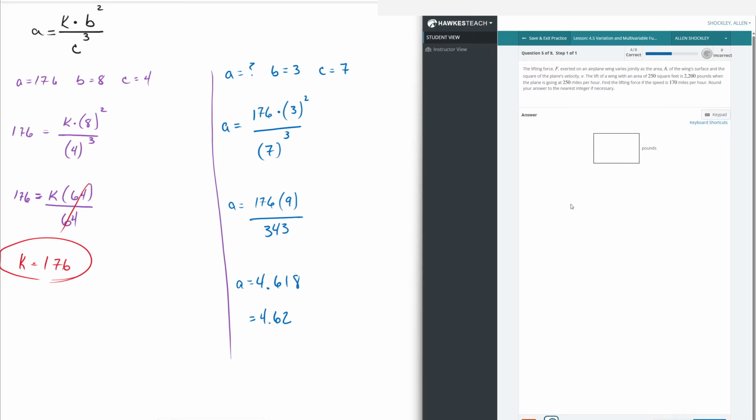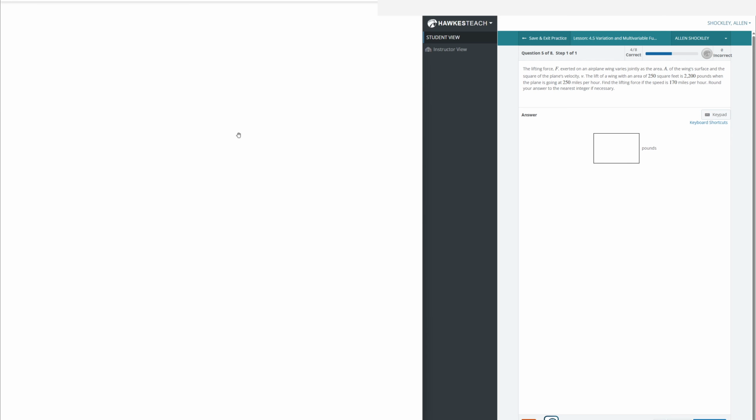The lifting force F exerted on an airplane varies jointly as the area A of the wing's surface and the square of the plane's velocity V. Again, you are doing all of this over a bunch of times. And unfortunately, with variation, there is no quick way of doing variation. This is as fast as it goes. It's just time consuming.